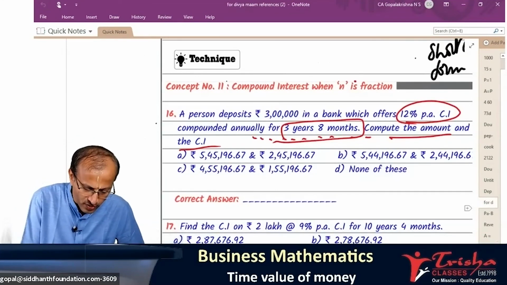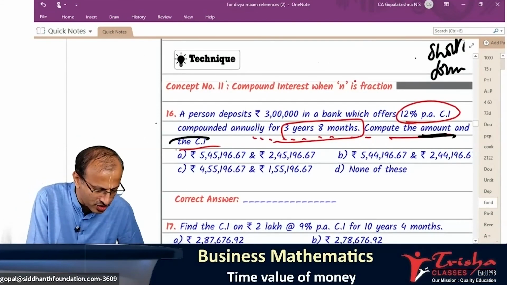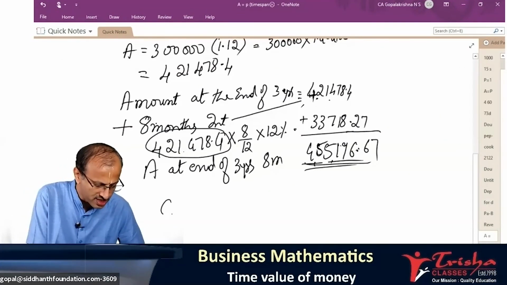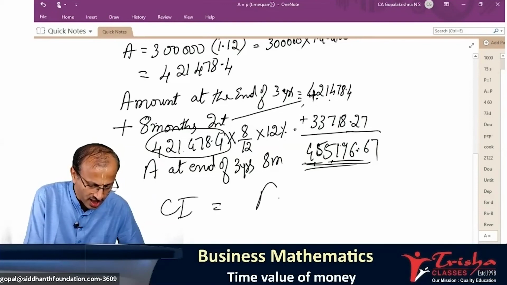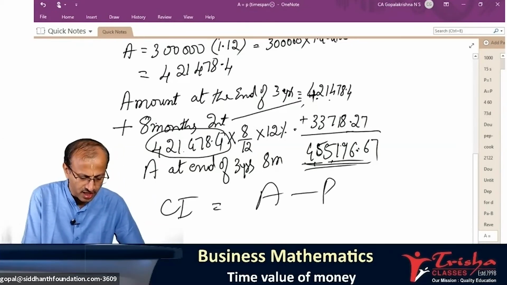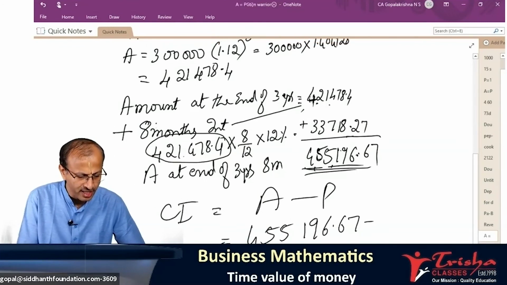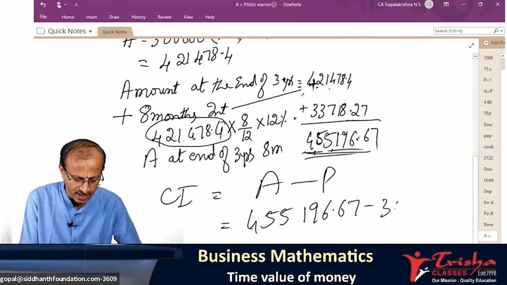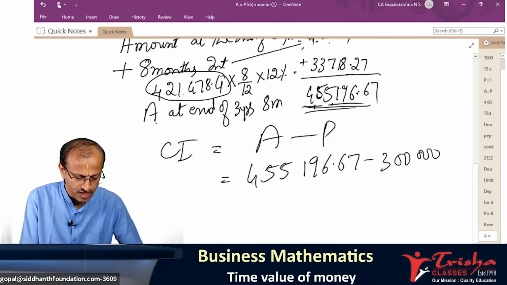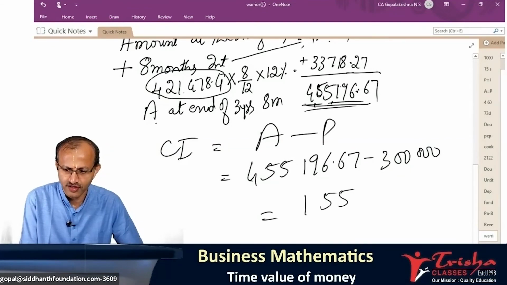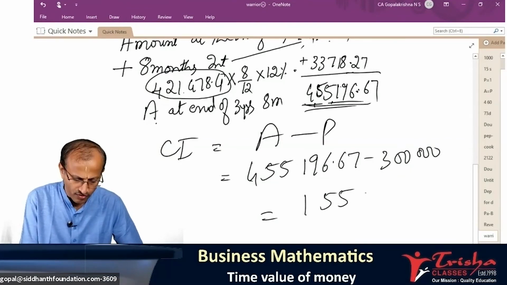Please observe that one part is the amount. The other they have asked you is CA. After doing the amount, CA is easy, no? CA is equal to A minus P. 4,55,196.67 minus 3 lakh. Tell me what is the last answer? 1,55,196.67.